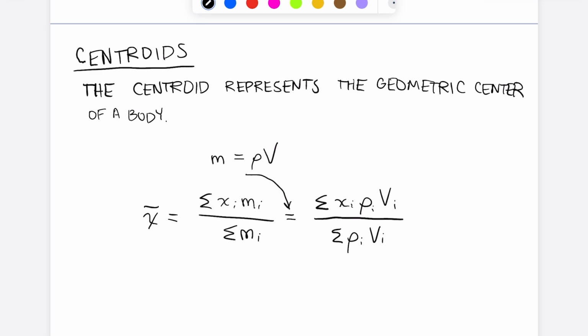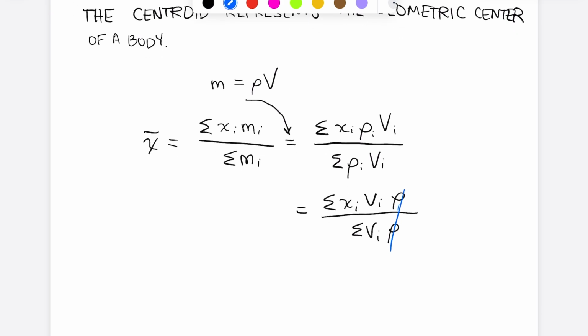And just like we did when moving from center of gravity to center of mass, if we can assume that density is constant throughout the body, then we can say that this is the same thing as the sum of xi vi times rho over the sum of vi times rho, and we can factor out those densities and cross them out. But this is only if the material is uniform.